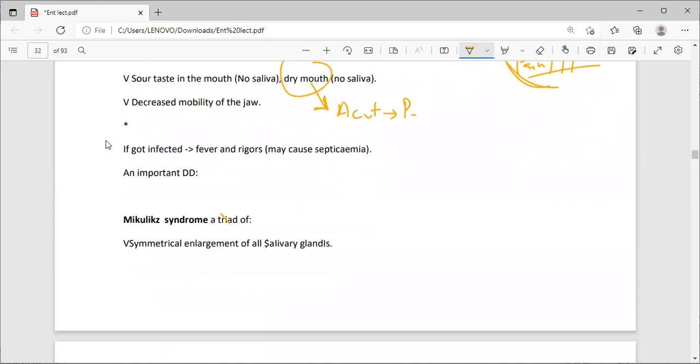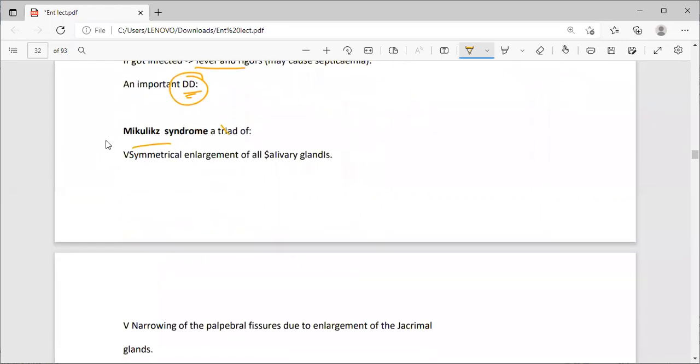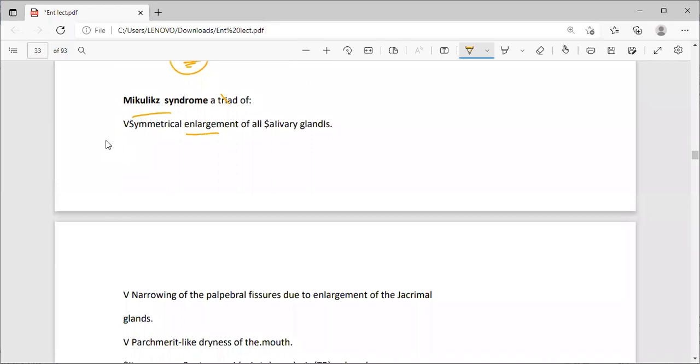Now, decreased mobility of the jaw. There will be decreased mobility because of the infection. If it gets infected, there will be fever and rigors, and it may cause septicemia. What are the differentials? The differential could be Mikulicz syndrome. What is Mikulicz? It is a symmetrical enlargement of all salivary glands, like the submandibular, sublingual and parotid. So one side and the other side, both will be increased symmetrically.